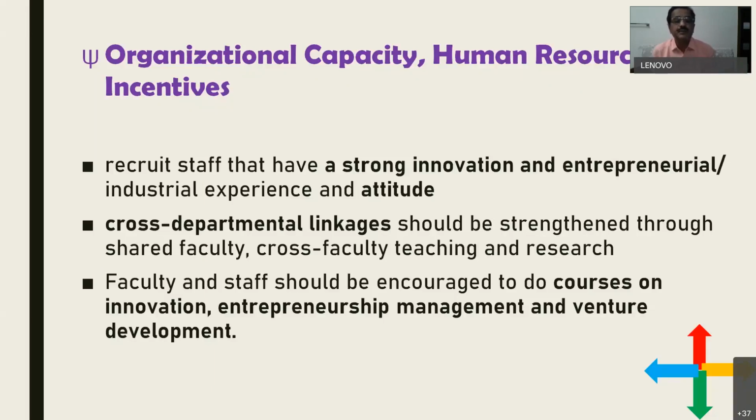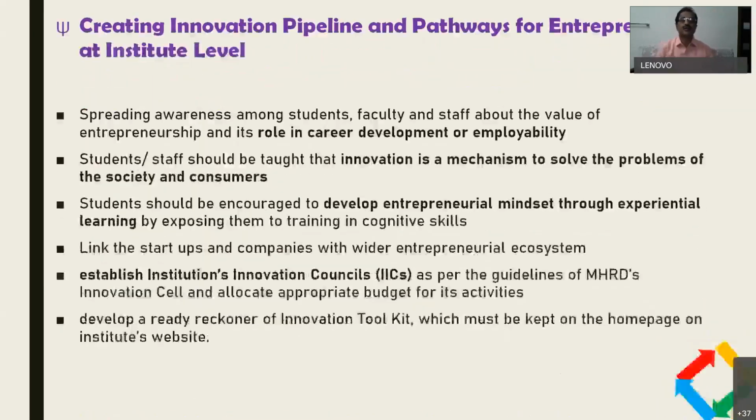And then there have to be cross-departmental linkages, strengthened through shared faculty, cross-faculty teaching and research. Then faculty and staff should be encouraged to do courses on innovation, entrepreneurship management, and venture development. Nowadays there are so many online courses available on edX or Coursera, or from several foreign universities. Almost all the universities are giving their courses on this through Coursera or edX. You can get a certificate within a month, 2 months, or 3 months, or your own higher education institution can always start this type of course, provided you have this kind of expertise in your institution.